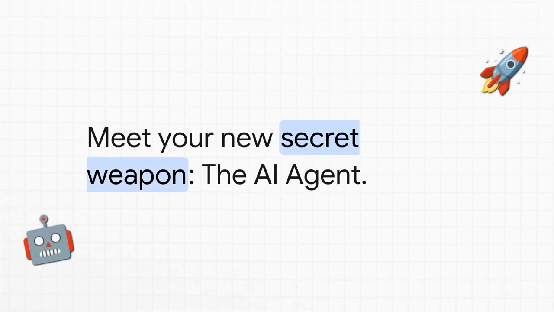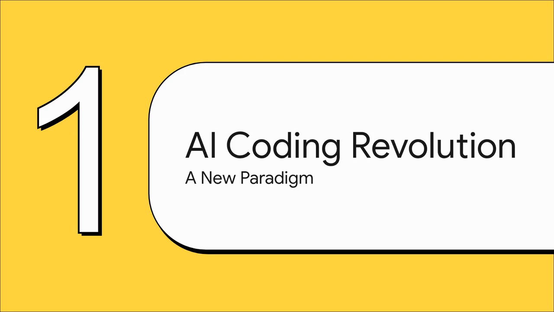And that's where the AI agent comes in. This isn't just another tool you install. This is a fundamental change in how we code, living right inside your editor. Think of it as the ultimate force multiplier for a developer. It's here to completely transform how you work. Seriously, this isn't just some small update. It's a full-on revolution in how we write and think about code.